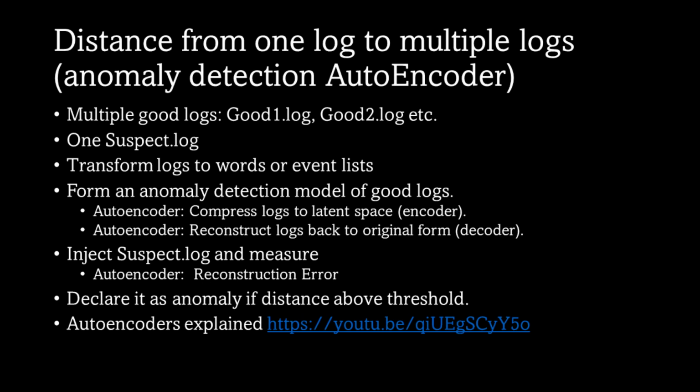This slide explores a similar approach, but this time using a deep learning method called autoencoders. The process starts with multiple reference logs, good1 log, good2 log, that represent normal behavior, and a single suspect log to evaluate. Again, the logs are first transformed into structured representations, such as words or event sequences. Using this data, an autoencoder model is built with the good logs.